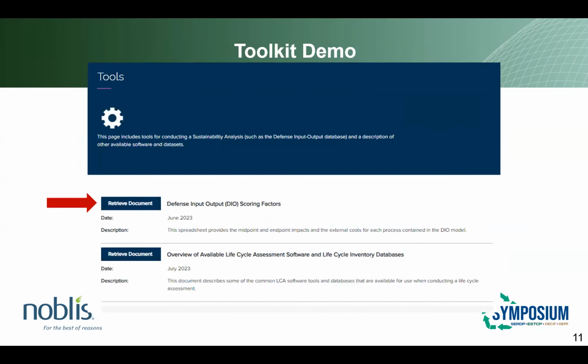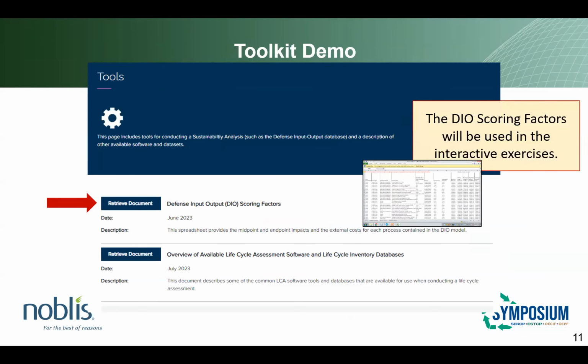Next, moving on to tools, we have 2 tools shown. The first is the defense input-output scoring factors. This provides midpoint and endpoint impacts and also external cost for each process. As Dr. Henderson mentioned, we're also going to be exploring and using the DIO scoring factors later in the interactive exercises. And then lastly, we also have a document titled Overview of Available Lifecycle Assessment Software and Lifecycle Inventory Databases.